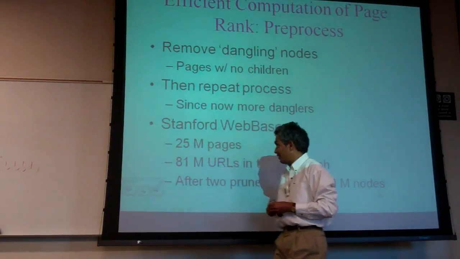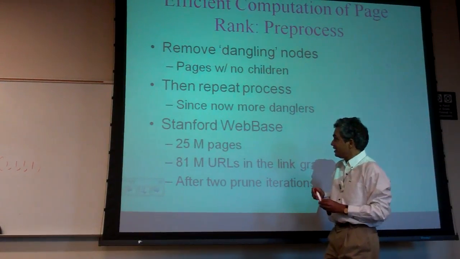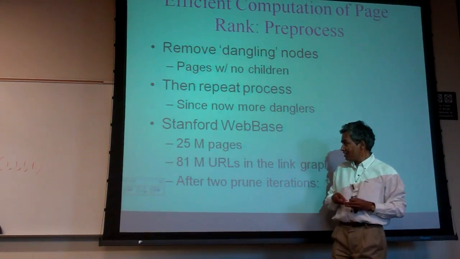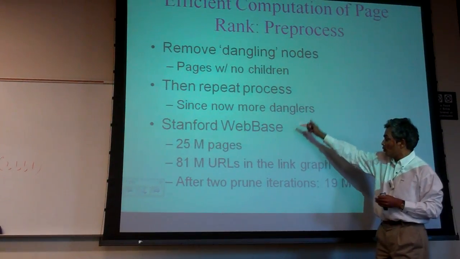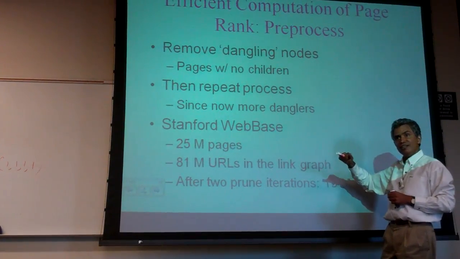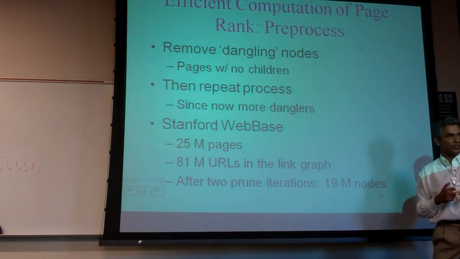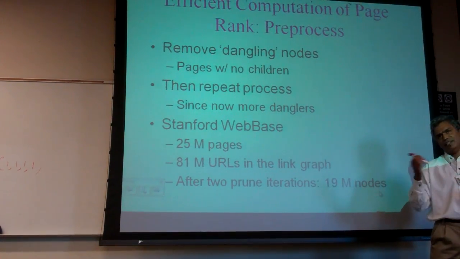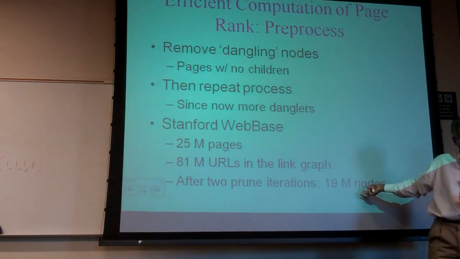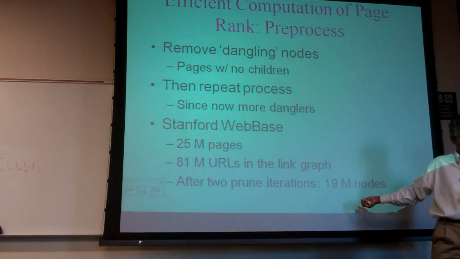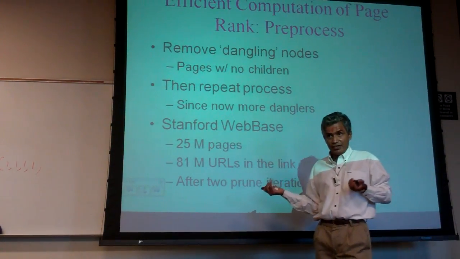These numbers are actually telling us a nice story: apparently he started with 25 million pages with 91 million URLs, and after these 2 prune iterations, that means removing all the dangling nodes and then removing again all the dangling nodes, he got down to 19 million nodes. He was saying billion and above, I'm dead anyway, but that's a different story. But at least he did reduce the size of the graph significantly. So now if you compute PageRank on this, you're computing it on a much smaller matrix.